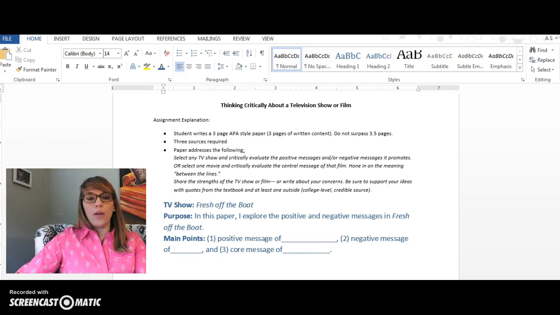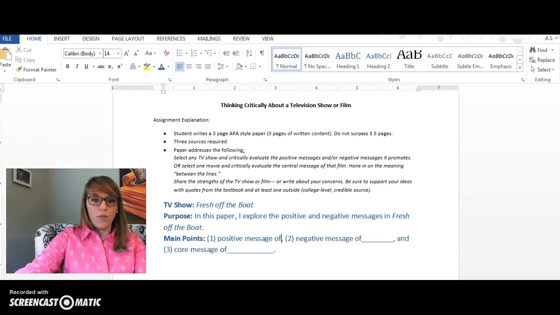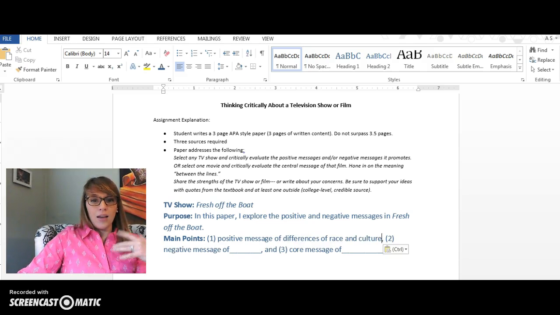Then what I really want to see you do is identify your 2 to 4 main points before you start writing. So for me, I'm going to write about both positive and negative messages in the show. I think one of the big positive messages in Fresh Off the Boat is that it explores the differences in people. We have different races and different cultures, and that's cool and that's positive. So I think that's a positive message that the show promotes.